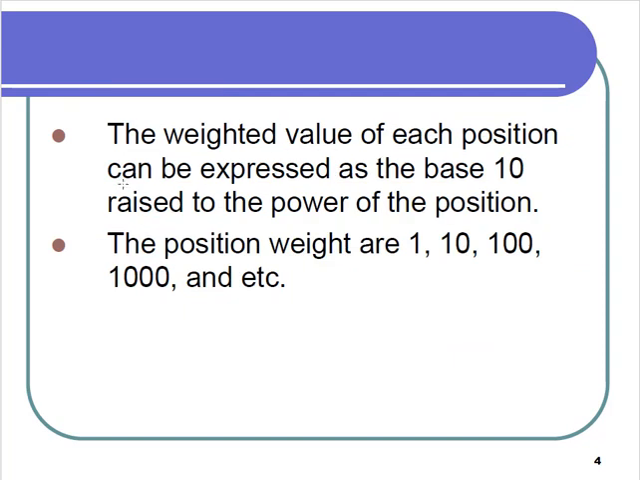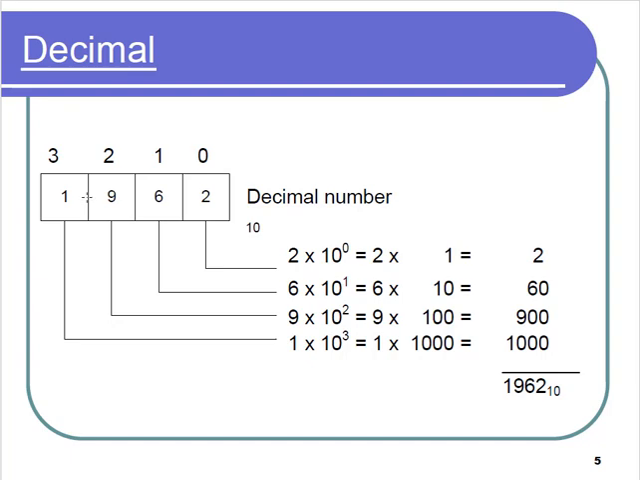The weighted value of each position can be expressed as the base 10 raised to the power of that particular position. So I will show you how to use this power of the position in the next slide. The position weights are 1, 10, 100, 1000, and so on. Let's look into this example. This is a number in decimal, which is base 10. The value is 1962.